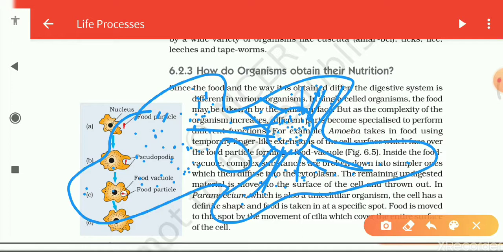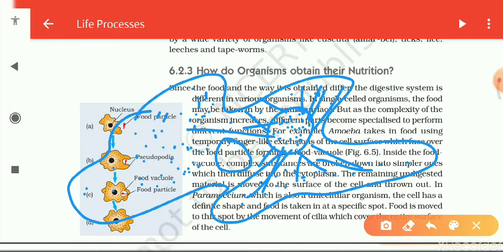Now the fourth point is assimilation. When these food particles are completely absorbed by the cytoplasm, or mixed in the cytoplasm, then it provides energy. This is called the assimilation. In the assimilation, it provides energy to the amoeba to grow in size.